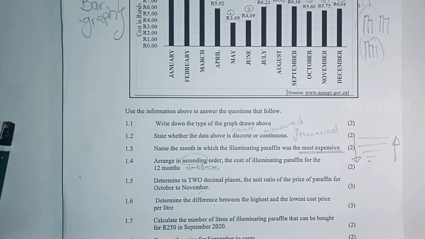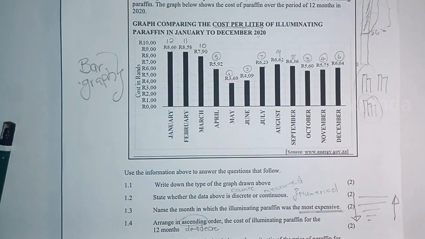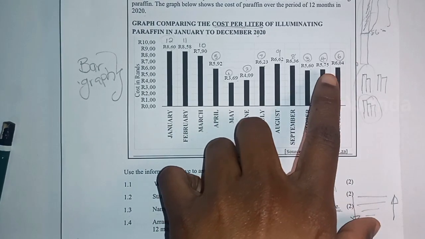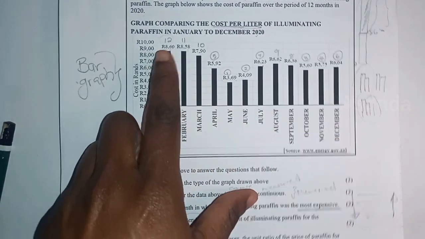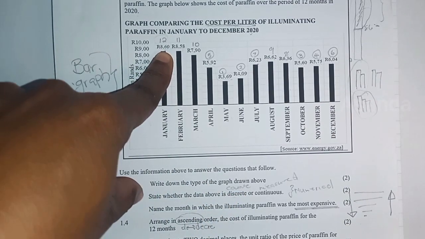Name the month in which the illuminating paraffin was the most expensive. So most expensive means the cost is higher than all of them. So we're just going to look at the largest number there, and that will be 8 Rand 60 cents. That is the highest, most expensive.